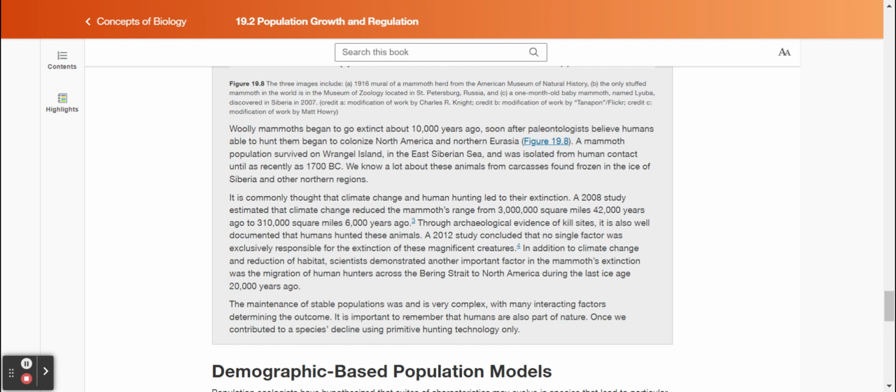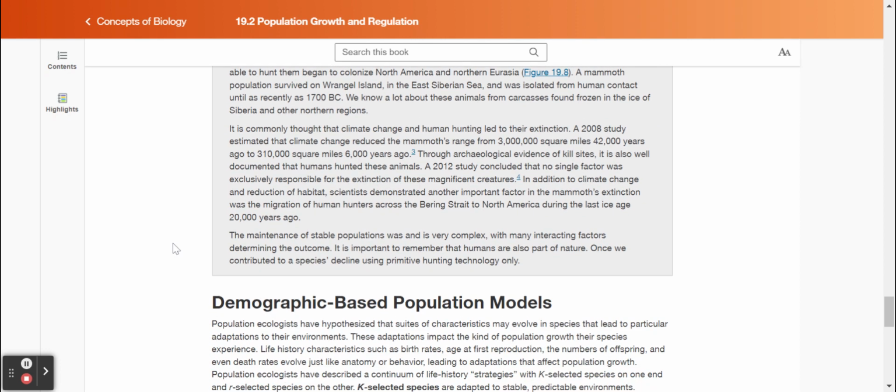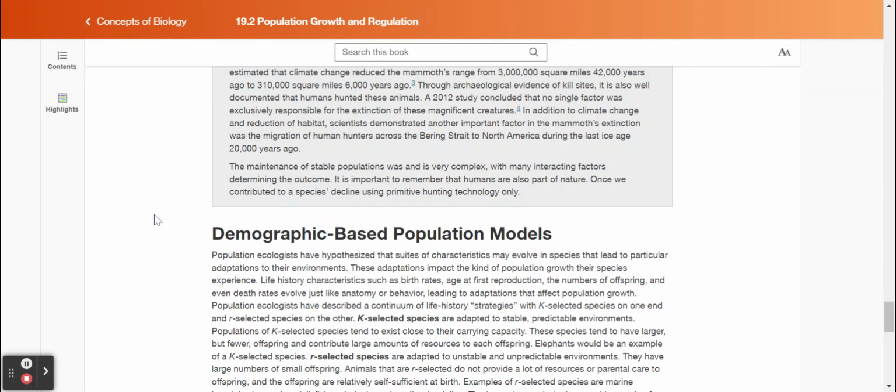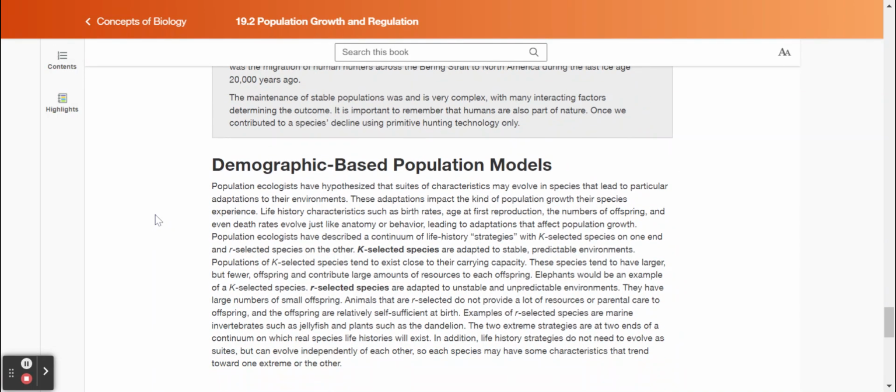In addition to climate change and reduction of habitat, scientists demonstrated another important factor in the mammoth's extinction was the migration of human hunters across the Bering Strait to North America during the last ice age 20,000 years ago. The maintenance of stable populations was and is very complex, with many interacting factors determining the outcome. It is important to remember that humans are also part of nature. Once we contributed to a species' decline using primitive hunting technology only.